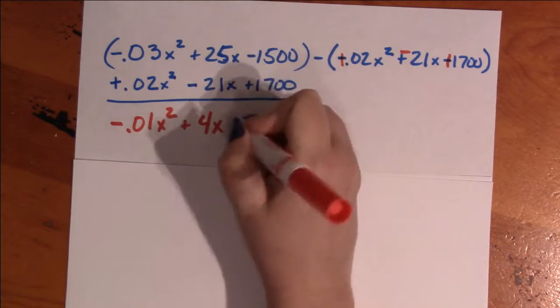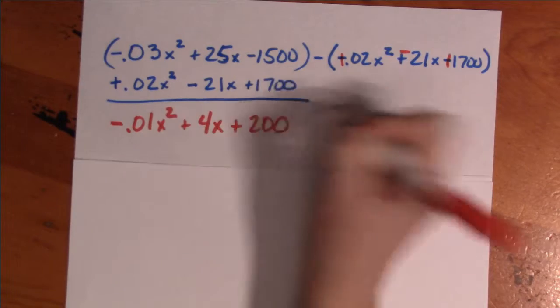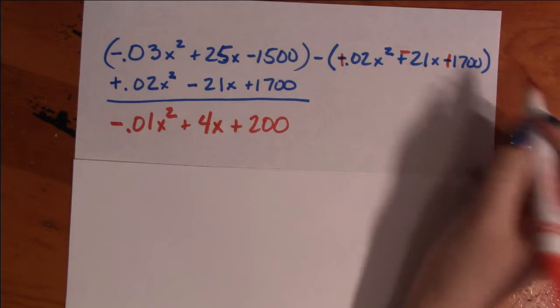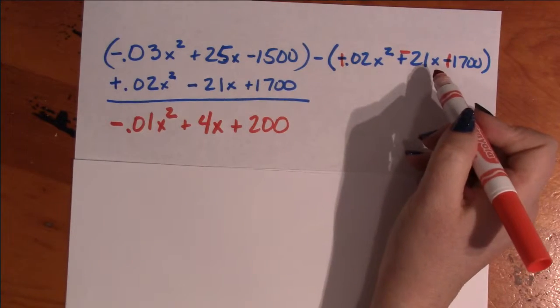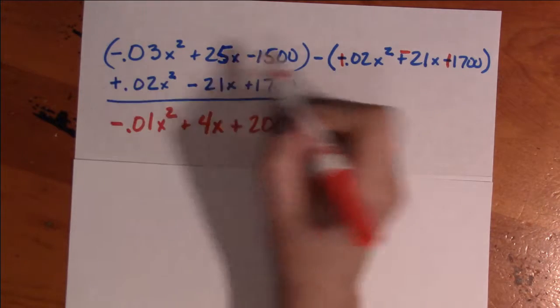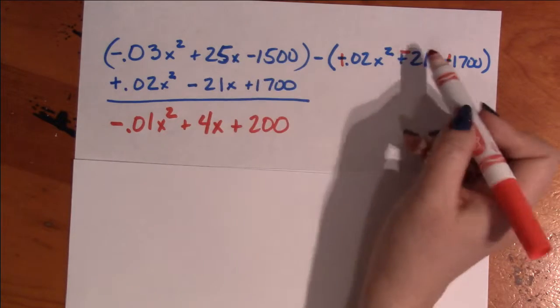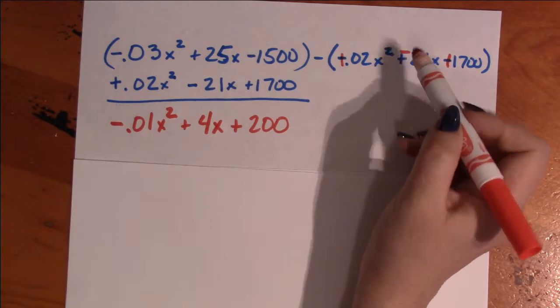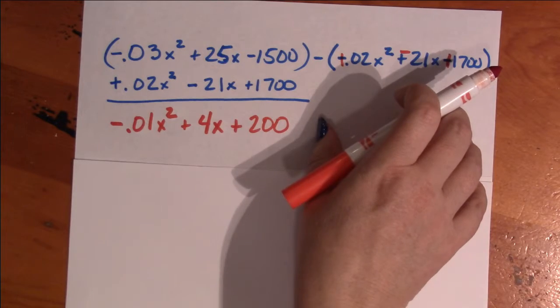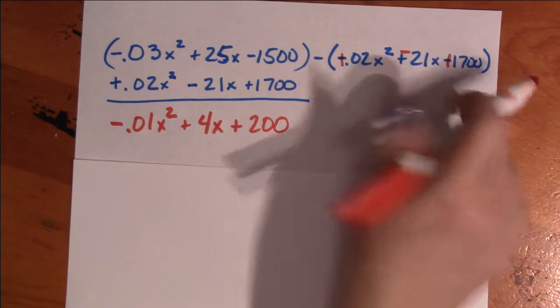4x and plus 200. Now, the other word problem that's on Check It Out number 4 uses these equations, but it asks you to add. What are the total profits from both factories? So pause here and give this a shot and come back when you're done.